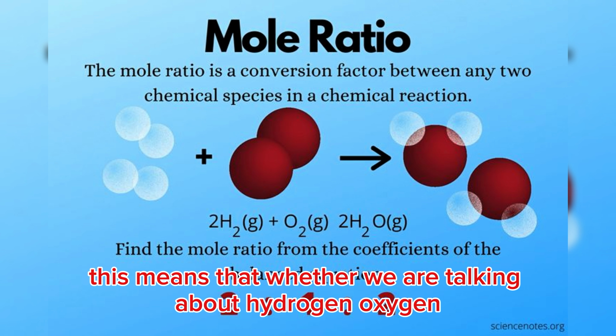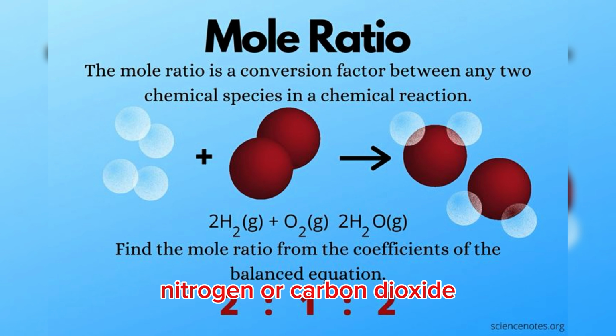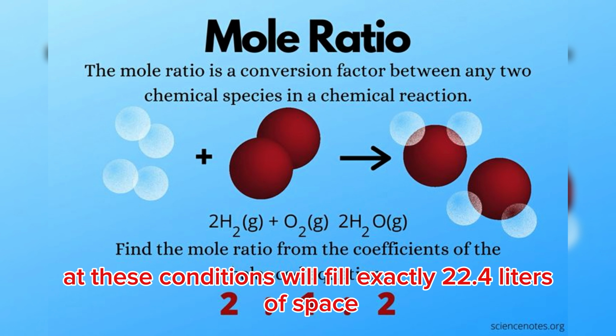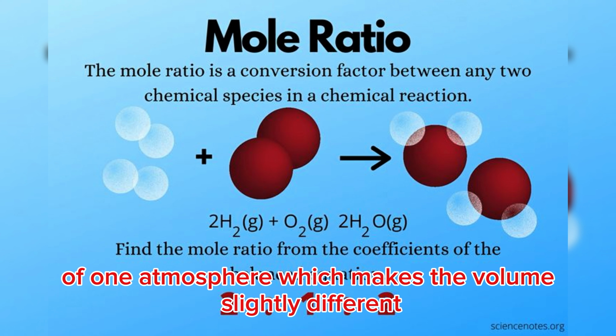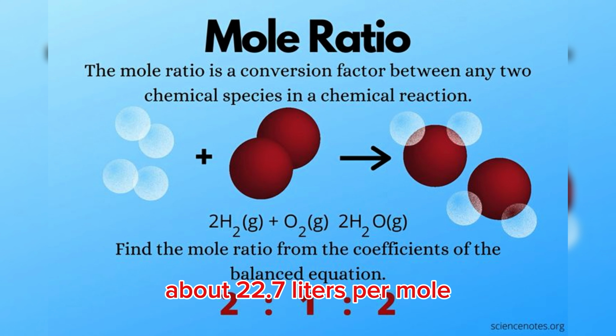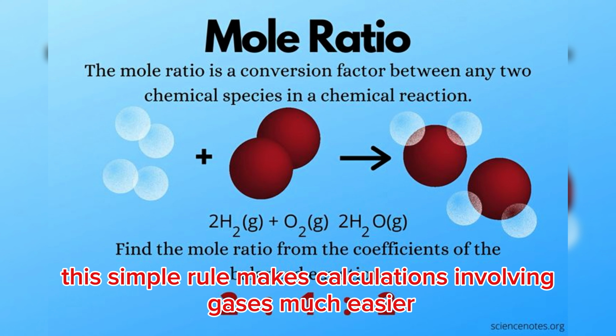This means that whether we are talking about hydrogen, oxygen, nitrogen, or carbon dioxide, 1 mole of any gas at these conditions will fill exactly 22.4 liters of space. Some modern definitions use 1 bar pressure instead of 1 atmosphere, which makes the volume slightly different, about 22.7 liters per mole. This simple rule makes calculations involving gases much easier.